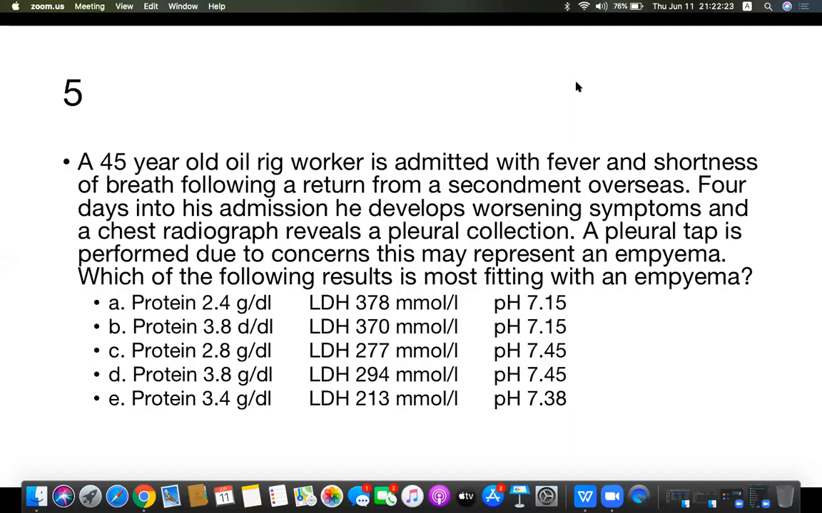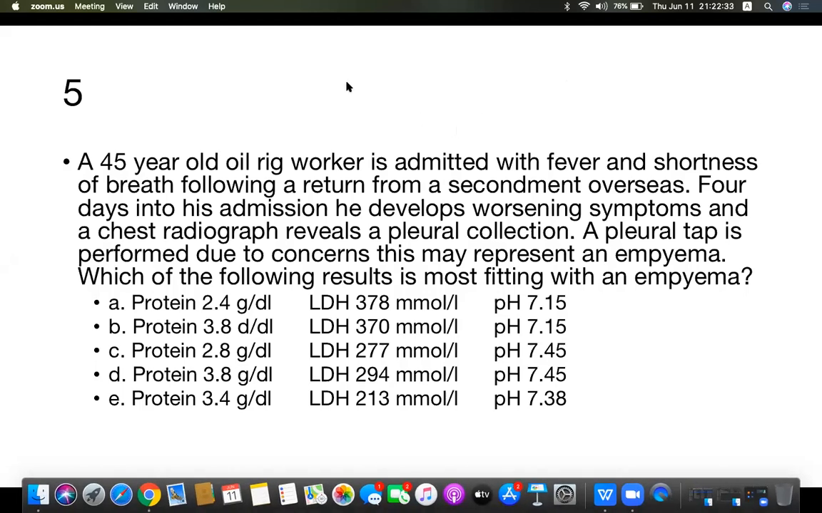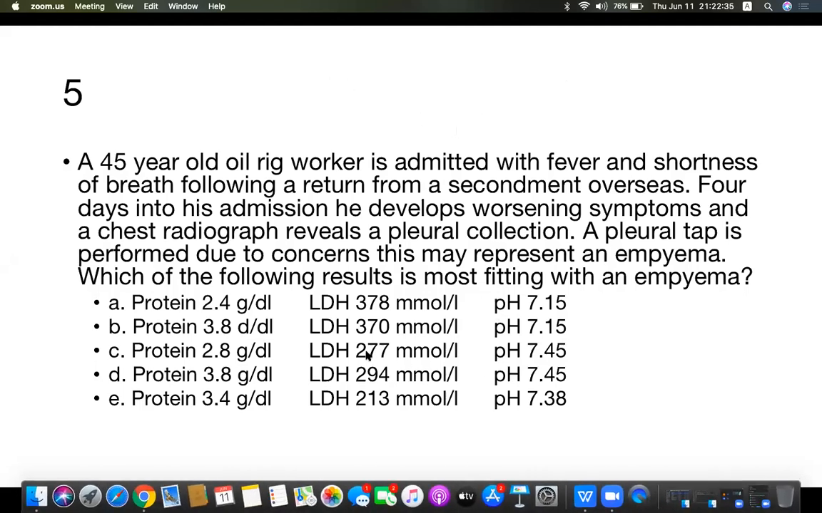Okay, so it is difficult. Anybody ready? Sir, most probably option D. Option D, okay, B or D? You mean D? Sir, option D. Yes, D. 3.8 grams per deciliter, and LDH, which is 294, and pH is 7.45.